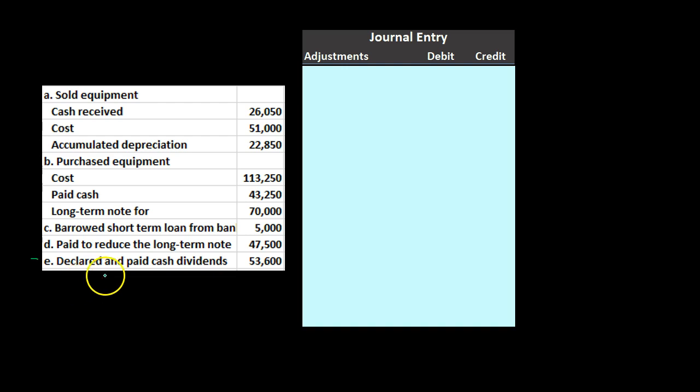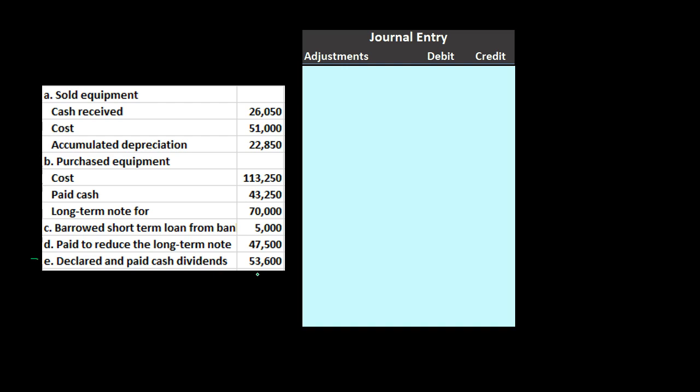It says we declared and paid cash dividends of $53,600. So anytime we get this added information, I would think about the journal entries related to them, and then we'll go back to our worksheet and say, okay, what are we going to do with our cash flow statement based on this information? So if we declared and paid cash dividends, we could think of that as two journal entries where we declare the dividend, have a payable, and then we pay it.